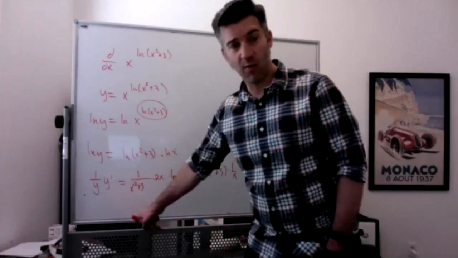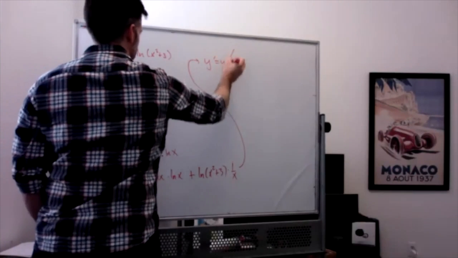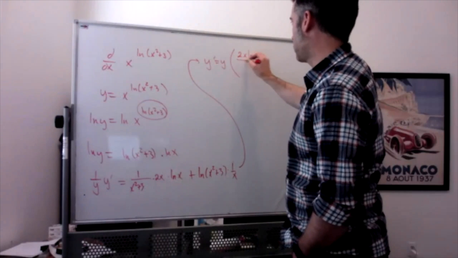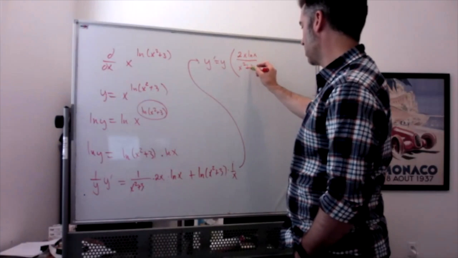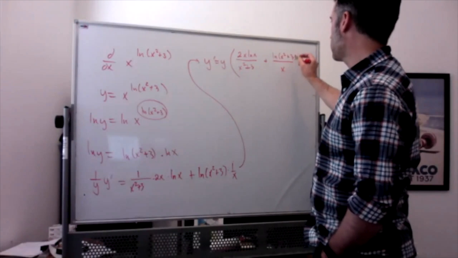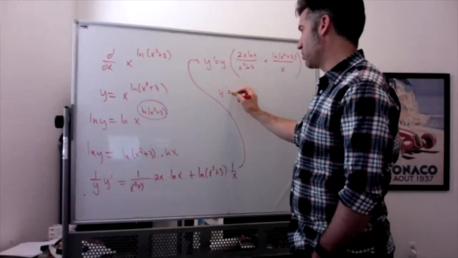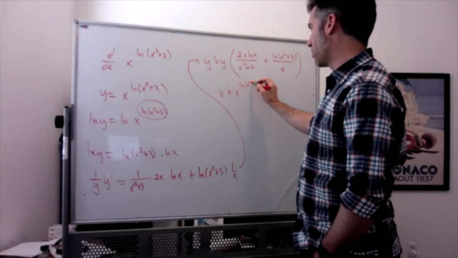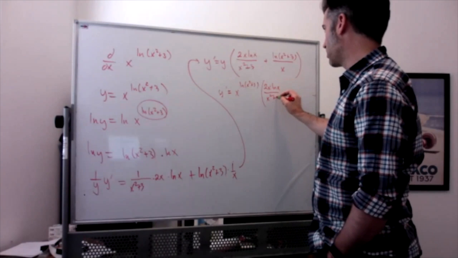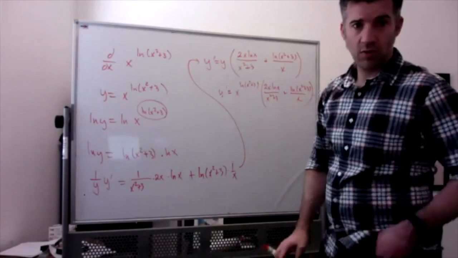Finally, we have to multiply both sides by y, and let's simplify as we do that. So y prime equals y times 2x natural log of x over x squared plus 3, plus the natural log of x squared plus 3 divided by x. And then finally, y is equal to x to the natural log of x squared plus 3. So y prime is equal to x to the natural log of x squared plus 3 times all this: 2x natural log of x over x squared plus 3 plus natural log of x squared plus 3 divided by x. Whew. All right.